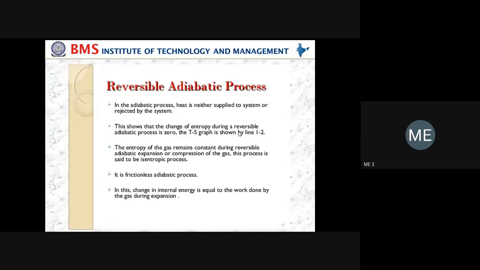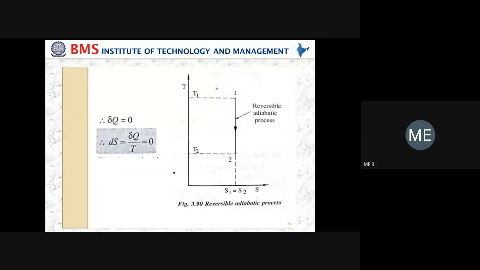The fourth process is the adiabatic process. As I said, you'll get a vertical straight line. How do we get the vertical straight line? We know that ds equals dq by T. dq is 0, and you have to integrate both sides.